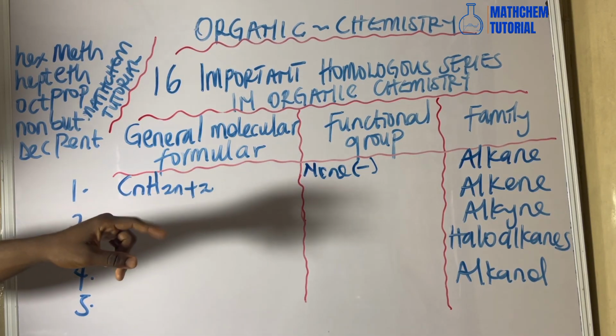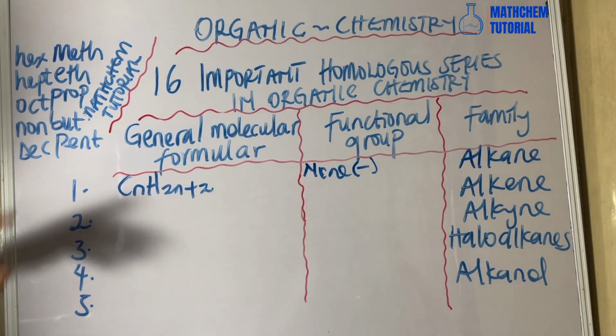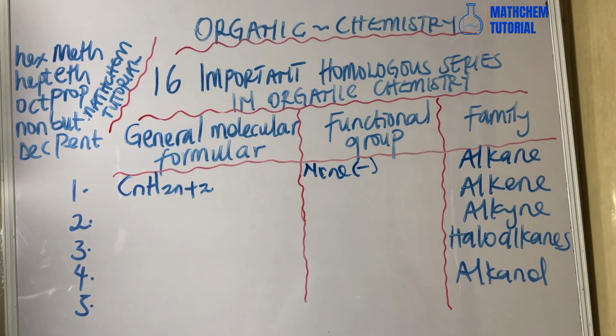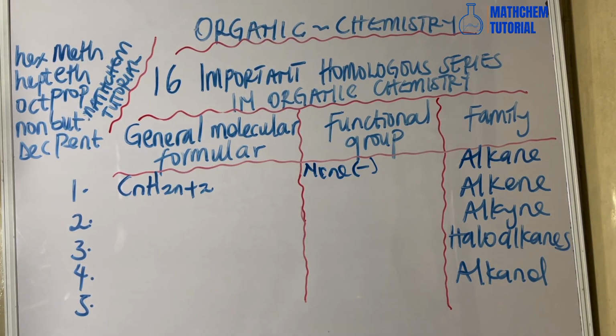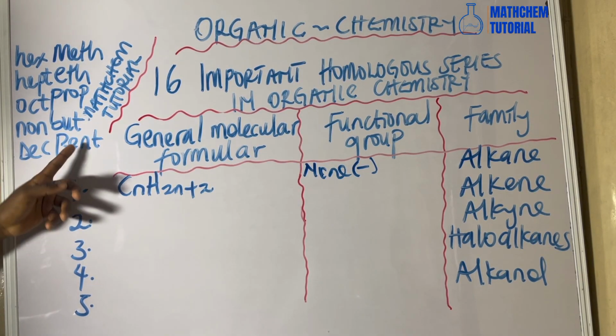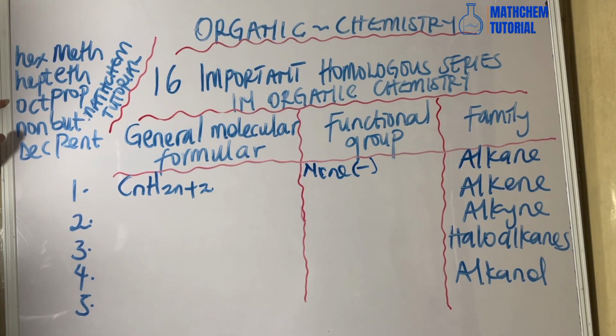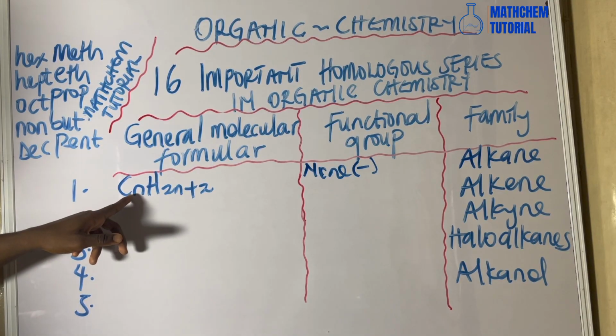that is ANE. So I added ANE to eth, meaning that the suffix ending all alkanes is ANE. Methane, ethane, propane, butane, pentane, hexane, heptane, octane, nonane, and decane. When the number of carbon is 1, we have methane.